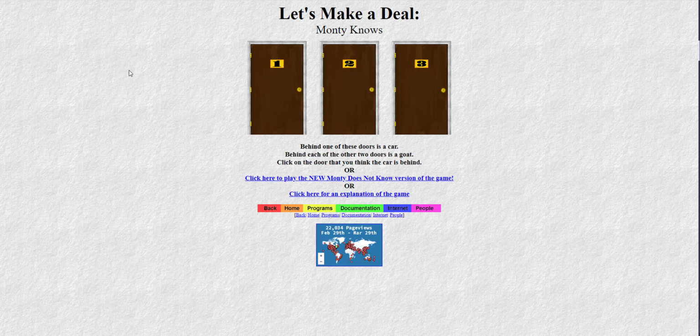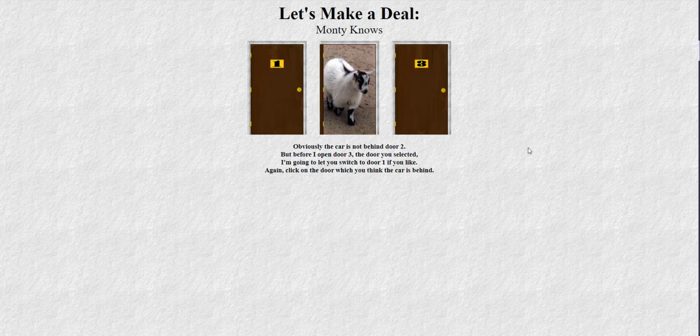And this website will let you simulate picking a door. Let's just start off by picking one of these doors at random. So I'll pick door number 3. And then what the simulation is going to do is there's 2 doors left. At least one of them has a goat behind it. Since Monty Hall knows which one has the goat, he'll go ahead and reveal door number 2. Now the question is, do we want to switch?